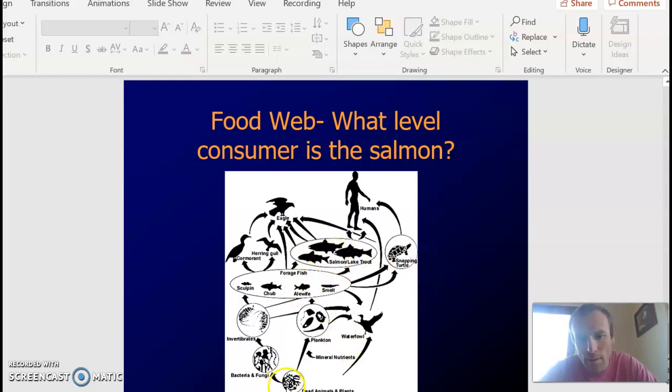You're probably wondering, well, why is this not the basis of the food chain? These dead animals and plants that are eaten by bacteria and fungi, those kind of go through a different pathway, and we start our trophic levels at the producer level instead of the dead organism level.